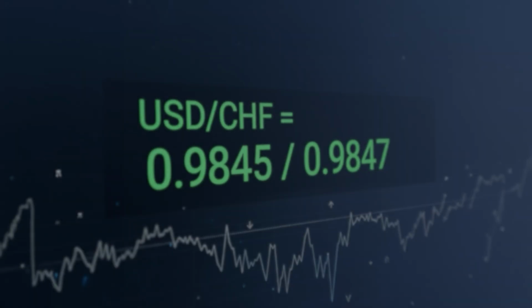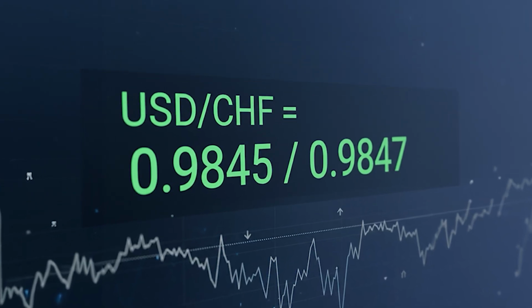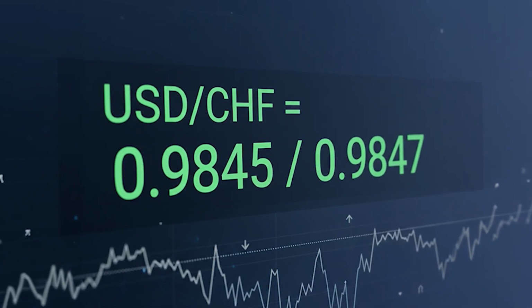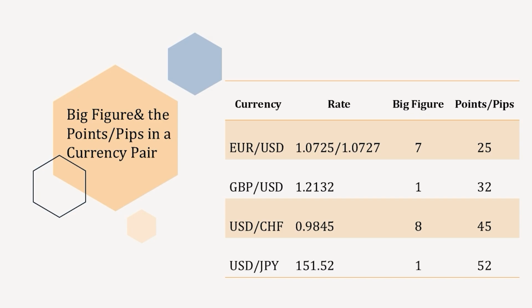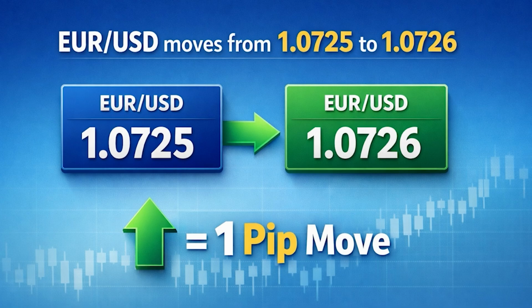In the quote, US dollar to Swiss franc is equal to 0.9845/0.9847. The big figure is 0.98. The pips are the last 2 digits, 45 and 47. The spread again is 2 pips. A pip is the smallest price movement in the FX market. For most major currencies, it is the 4th decimal place, 0.0001. So if euro to US dollar moves from 1.0725 to 1.0726, that's a 1 pip move.